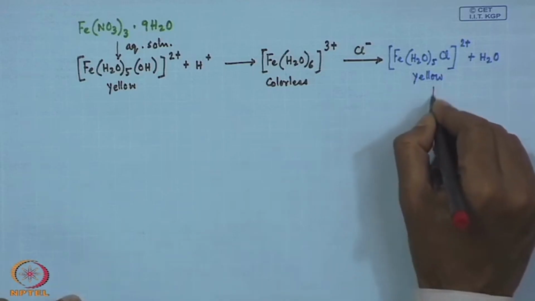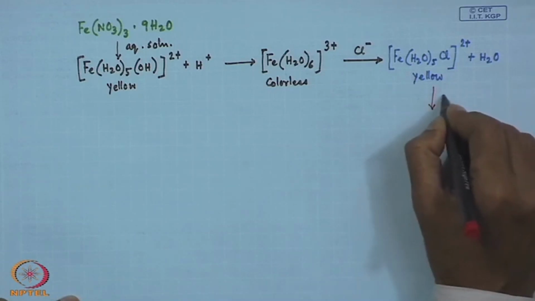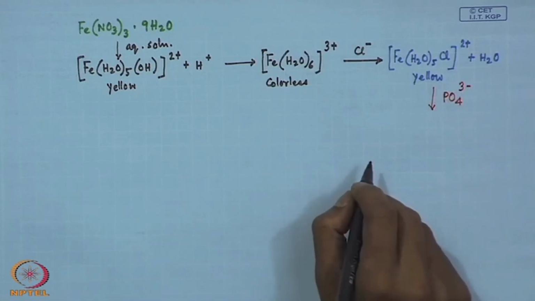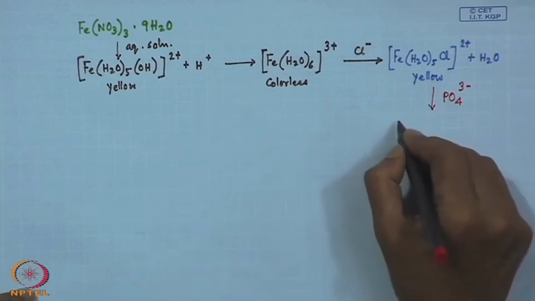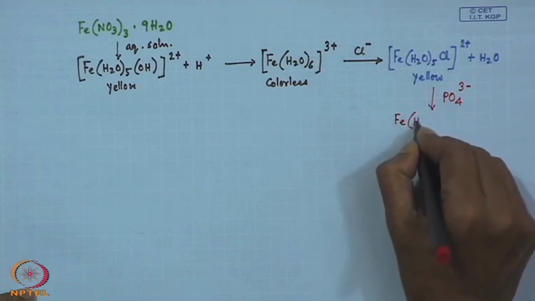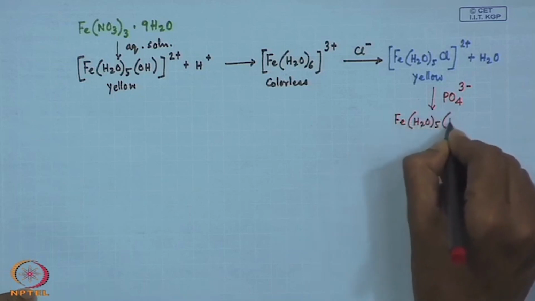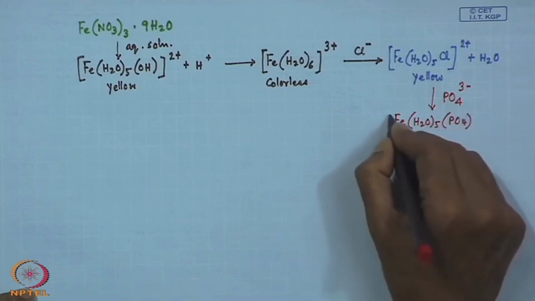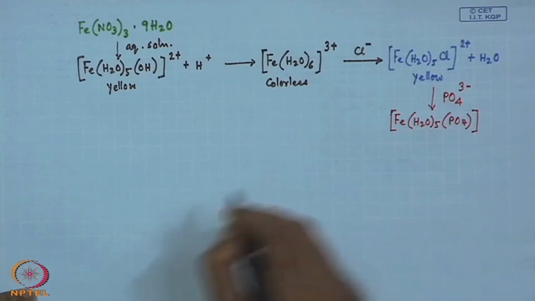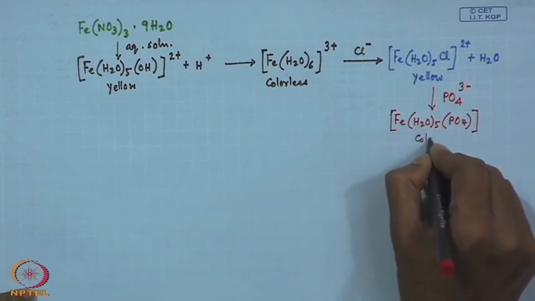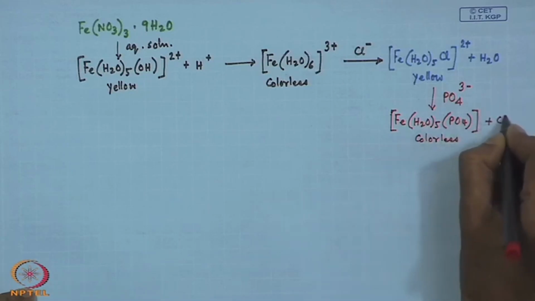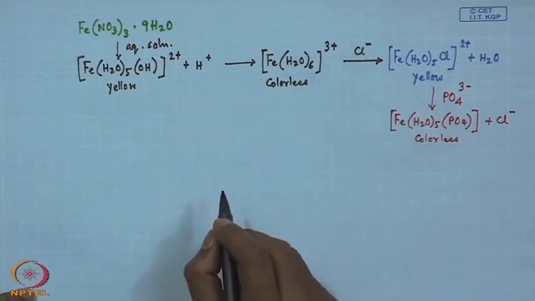Then we can add some other anion which is highly charged, the phosphate anion. When phosphate anion is added, we get [Fe(H2O)5PO4], the electroneutral form of the ferric ion, which is again colorless, plus removal of this chloride ion.